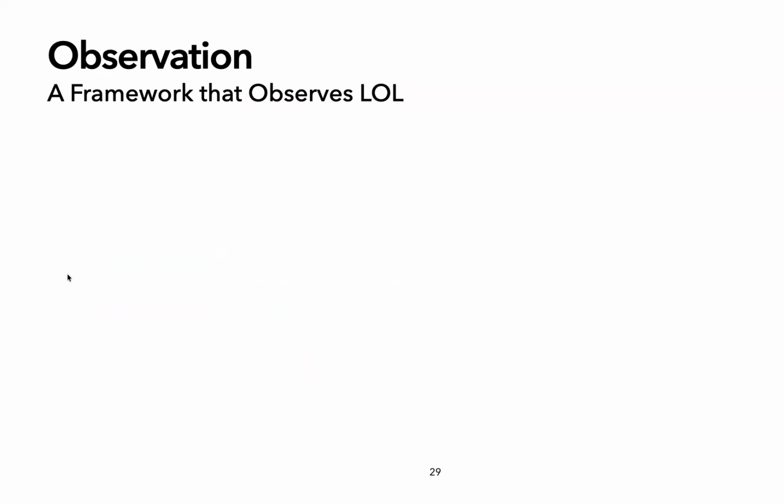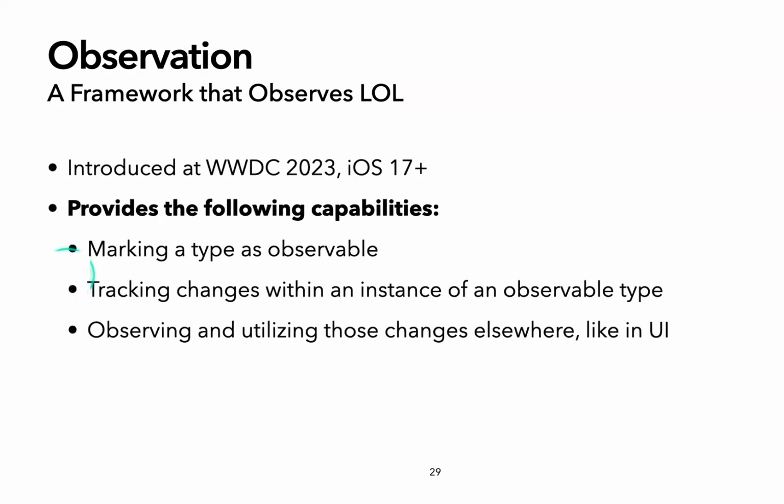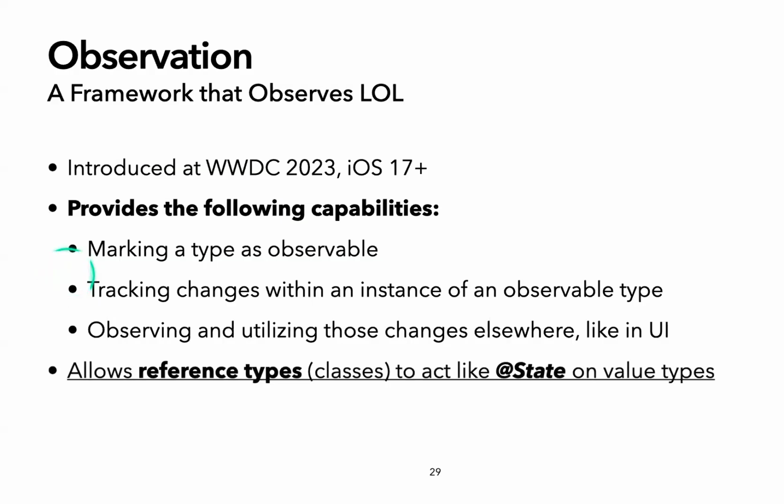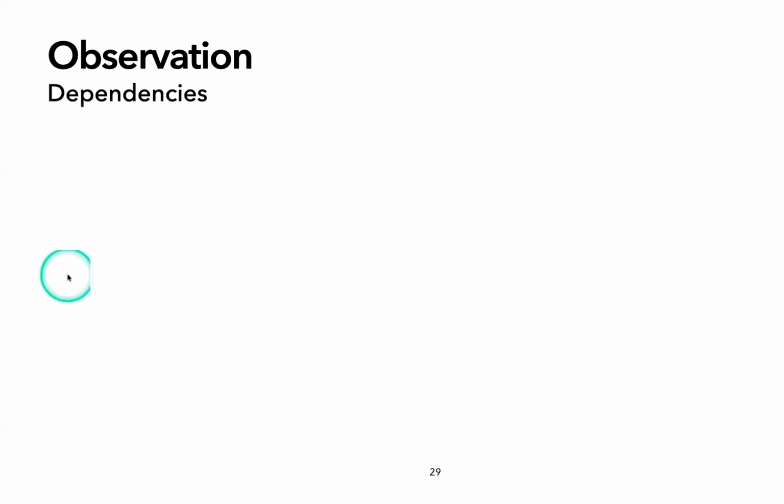So observation is a framework that basically observes, but it also works for reference types. All you need to do is mark a class as observable. And what it does automatically is track changes within that object. If that property updates or changes, you can observe it and do whatever you want. So it basically allows a class's properties to be observed, like @State on value types. And you create a source of truth using @State. And we'll see an example.